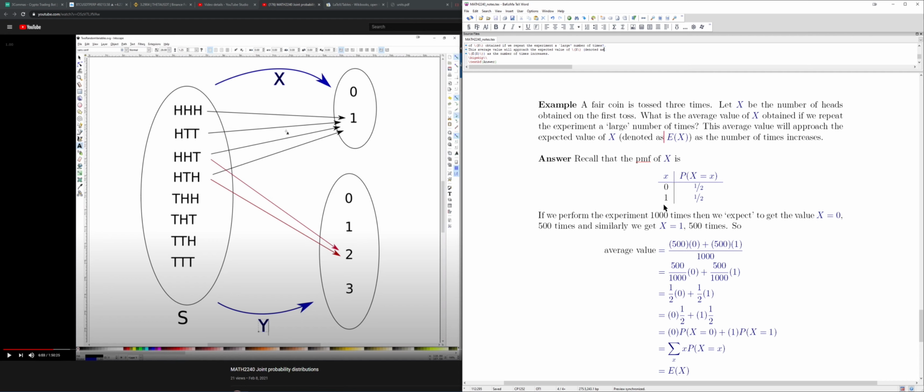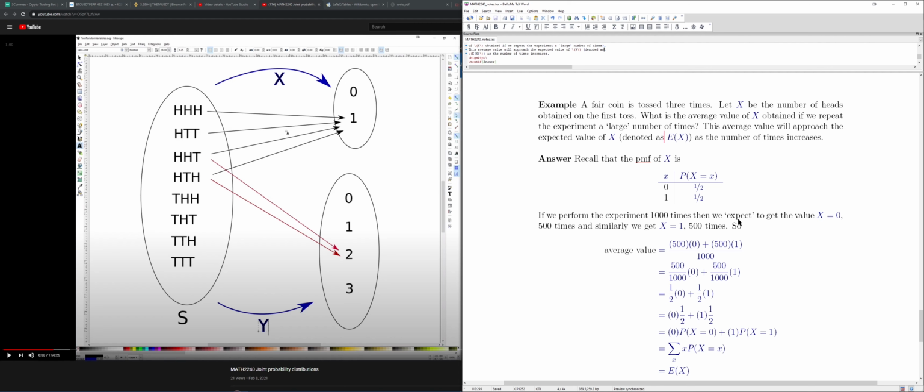And similarly, if you do the experiment 1,000 times, you expect to get a value 1 about 500 of the times. Notice this is what we expect. If you actually do the experiment 1,000 times, you probably wouldn't get exactly 500 for when x is equal to 0, but you'd get something very close to 500. That's if the coin is fair.